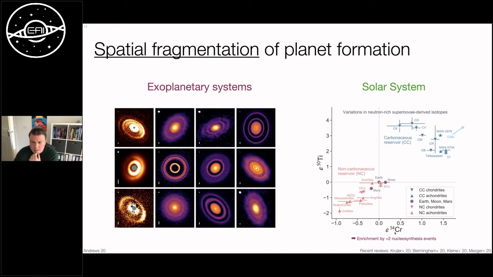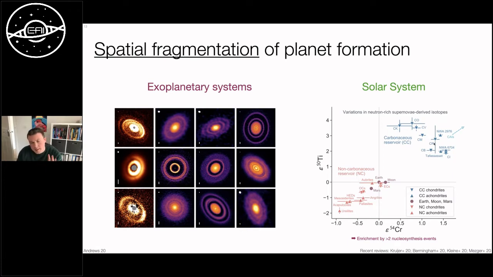This basically plots deviations in chromium-54 abundances versus titanium-50 abundances relative to the Earth. So the Earth upper mantle sits here at 0, and you see that every other object in the solar system, like meteorites and planetary bodies, is shifted relative to the Earth. But they cluster in two large supergroups, the non-carbonaceous reservoir, or the NC reservoir, and the carbonaceous reservoir, the CC reservoir. Okay, this seems to be interesting.